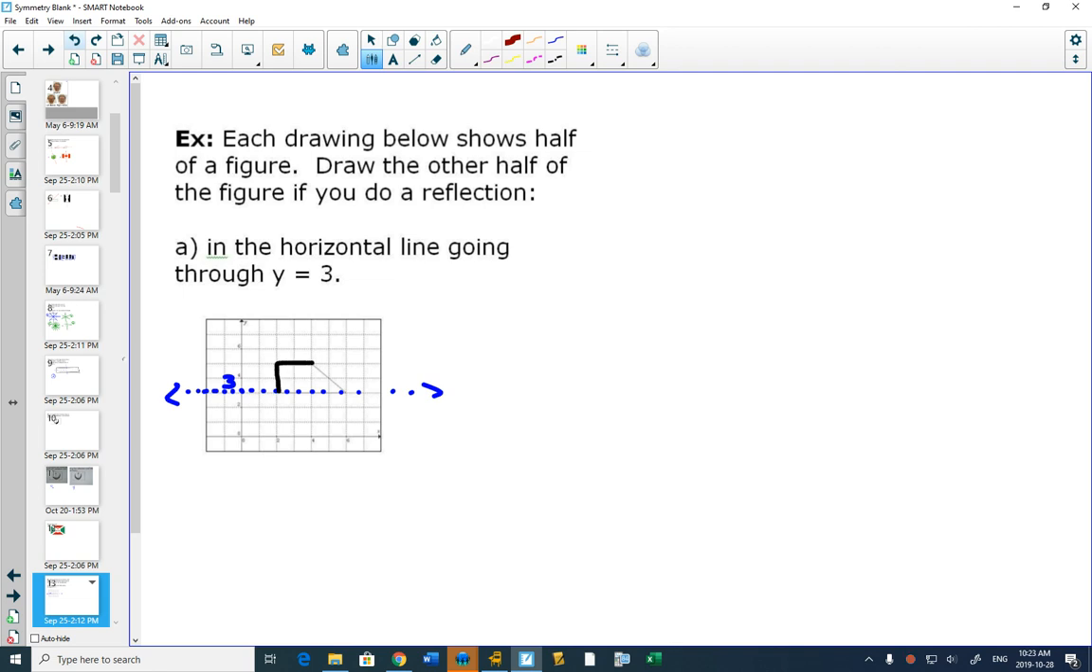Now I'm going to redraw the original shape on here. There's the original shape. Again, when trying to match it up perfectly, you can use key points. For example, this point right there. How far away is it from the horizontal line of symmetry?